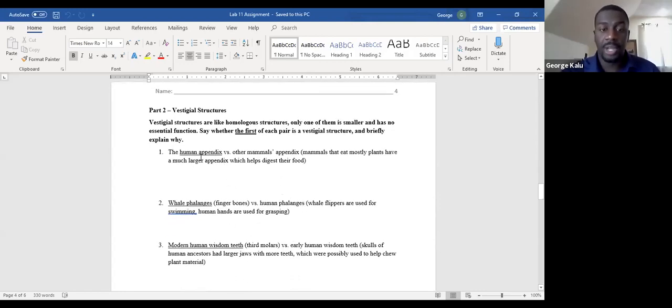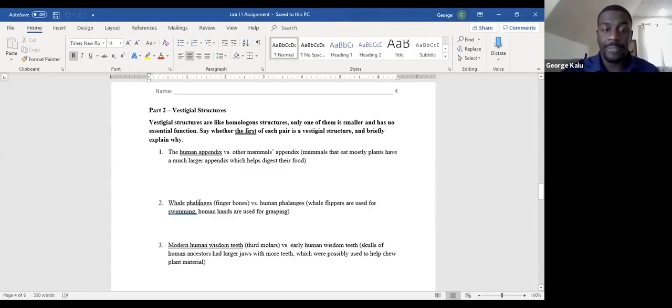Okay, so here we've got 2 different structures. For example, here we have the human appendix and another mammal's appendix. And what I want you guys to do is identify whether the underlined word of this pair is a vestigial structure or not. Determine if it has any use in this particular structure versus the other ones. So for example, does the human appendix have a function in humans versus in animals?